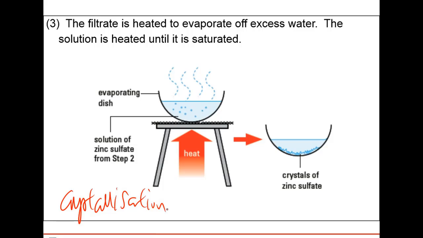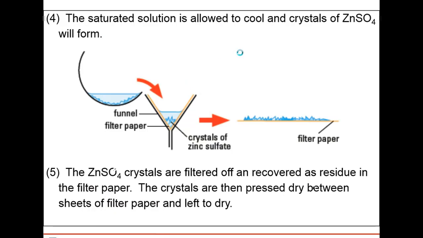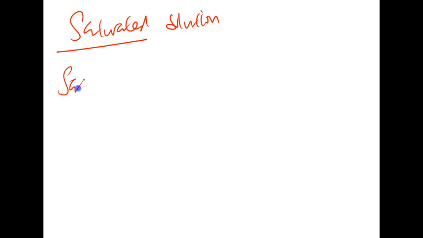So, what is crystallization? We simply heat the filtrate to evaporate off about half of the water. Sometimes you evaporate off about 3/4 of the water. When you do this, the solution becomes saturated. So what is the term saturated, or saturation?